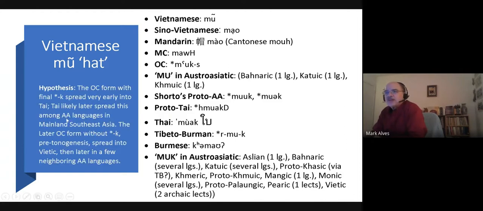So hypothesis: the Old Chinese form with the final K spread very early into Dai. Dai likely later spread this among Austroasiatic languages in mainland Southeast Asia. The later Old Chinese form without K spread into Vietic and then later into a few neighboring Austroasiatic languages. That's what this shows to me by looking at this. And we know that the word hat gets borrowed pretty easily.